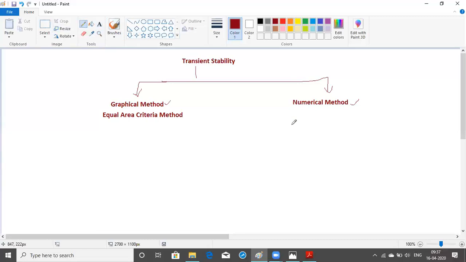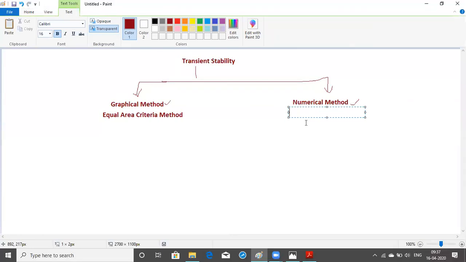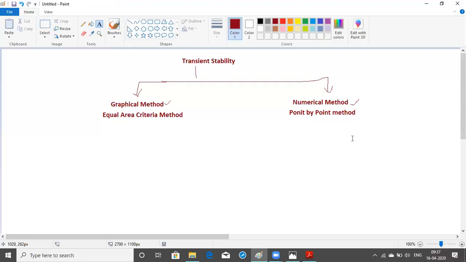Coming to the numerical method, we have so many methods, but the mostly discussed method is the point by point method. According to your syllabus, we have these two methods. Not only the point by point method, we have Euler's method, modified Euler's method, and so many numerical methods. But compared to the accurate solution, the point by point method will give you the accurate solution. So these are the two methods.